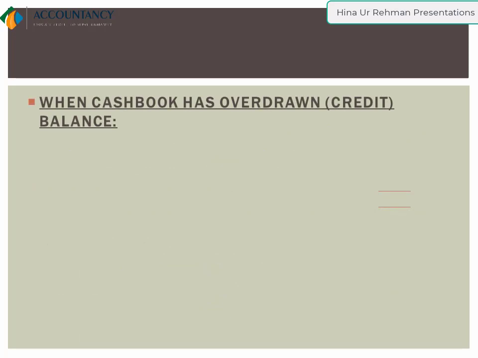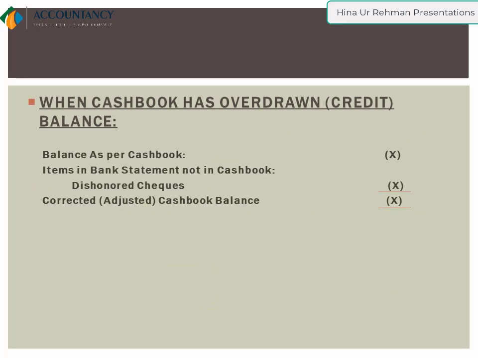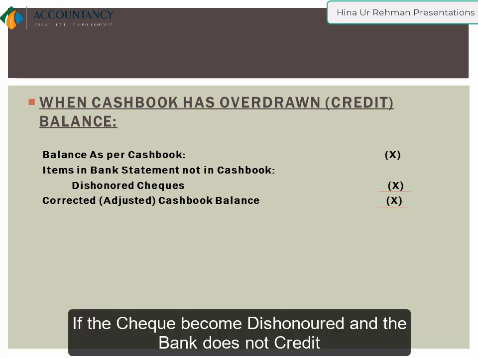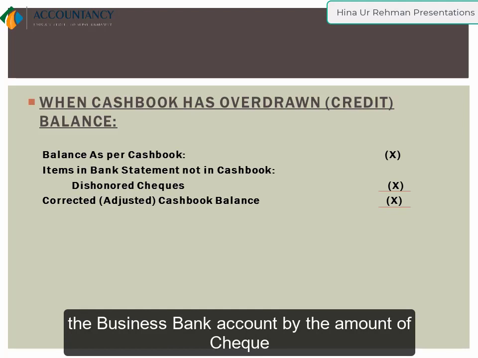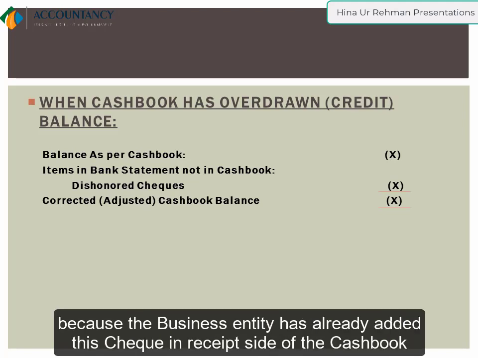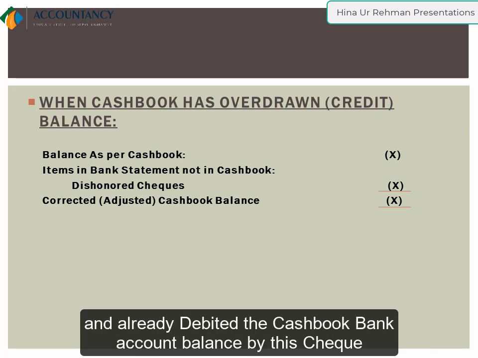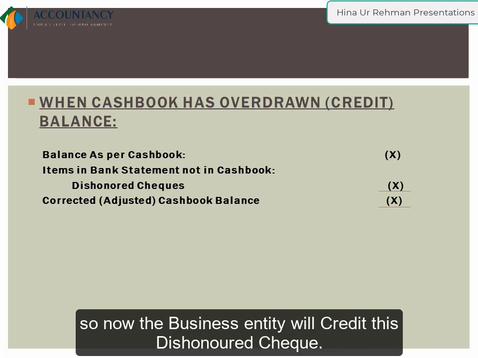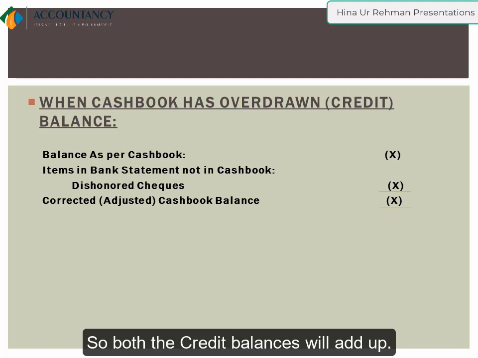When the cash book has an overdrawn credit balance. If the check becomes dishonored and the bank does not credit the business bank account by the amount of the check, then the business entity will credit its cash book bank account balance by the amount of the check. Because the business entity has already added this check on the receipt side of the cash book and already debited the cash book bank account balance by this check. So now the business entity will credit this dishonored check, so both the credit balances will add up.